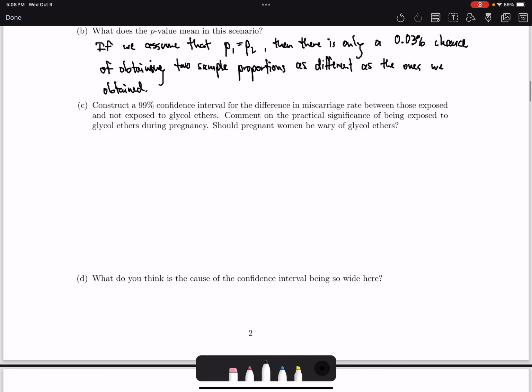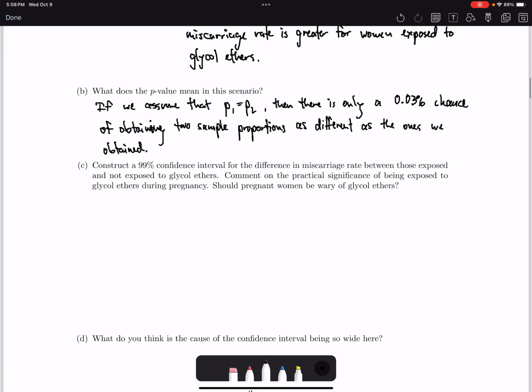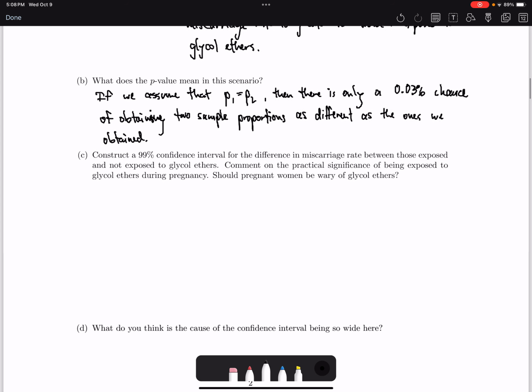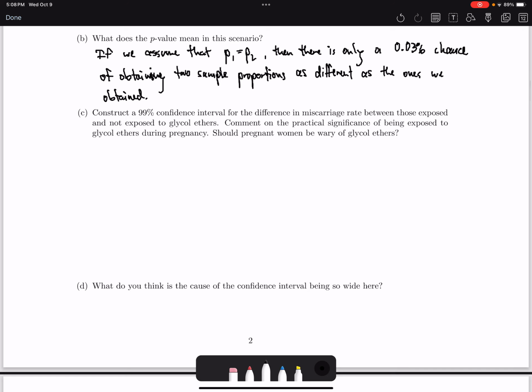Okay, part C says construct a 99% confidence interval for the difference in miscarriage rate between those exposed and not exposed to glycol ethers. Comment on the practical significance of being exposed to glycol ethers during pregnancy. Should pregnant women be wary of glycol ethers? Well, what we've already found is that there's a statistically significant difference in the miscarriage rate of women exposed versus women not exposed. But the question is, how severe are the consequences, right? And so we want to look at a confidence interval for that.